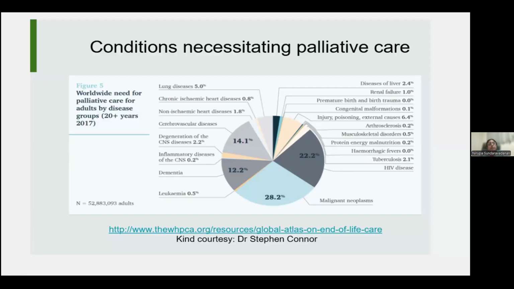There. So initially, if you look at when palliative care started, just a little bit about the history of palliative care. As we all know, palliative care started largely as an offshoot of cancer care. It was about supporting patients with cancers and their families, because as we know, cancer is a disease which affects not only the patient but also the whole family.